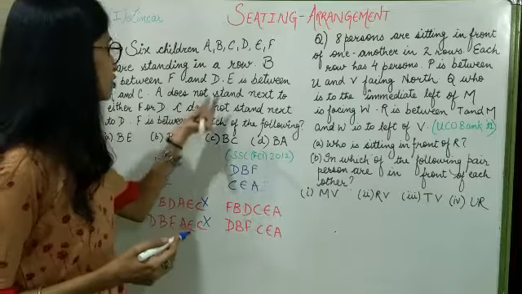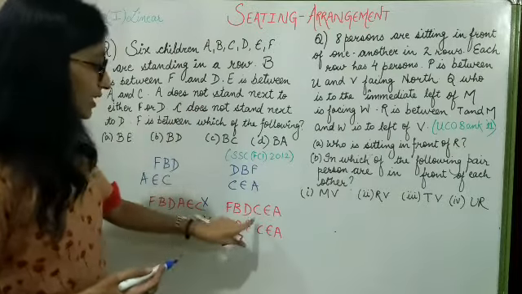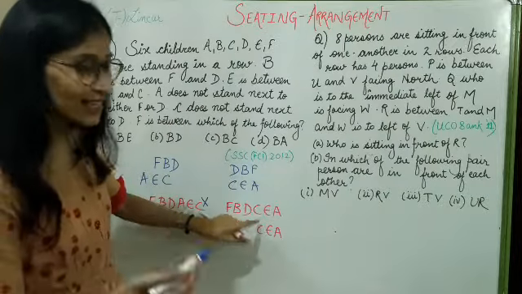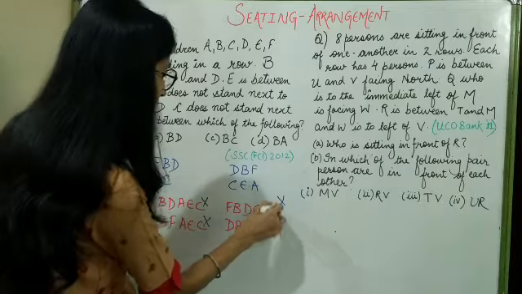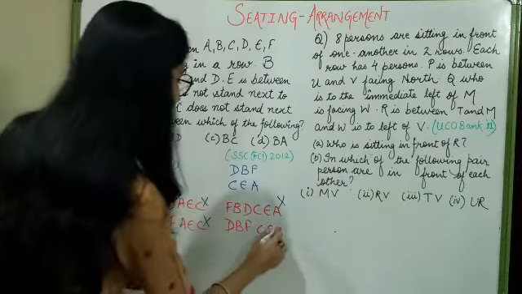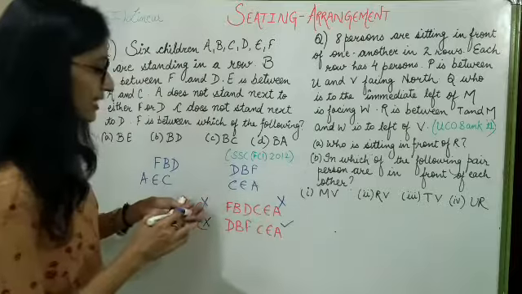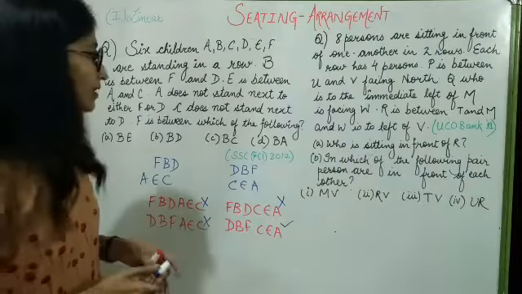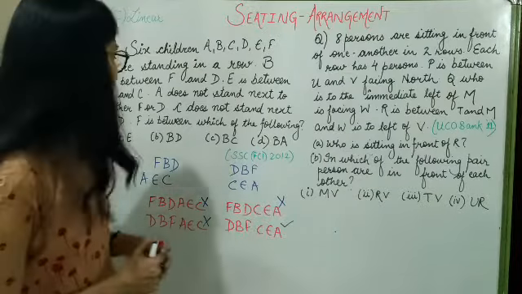Next, C does not stand next to D. In this case, C is next to D. So this order is also wrong. So my correct sitting arrangement is D, B, F, C, E and A. Now you can easily answer the question.